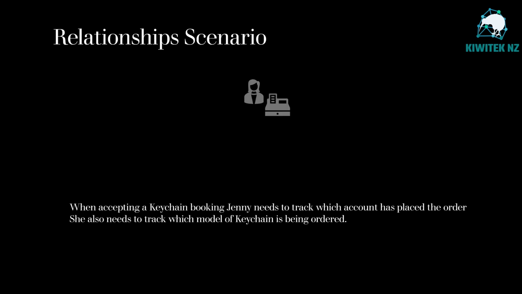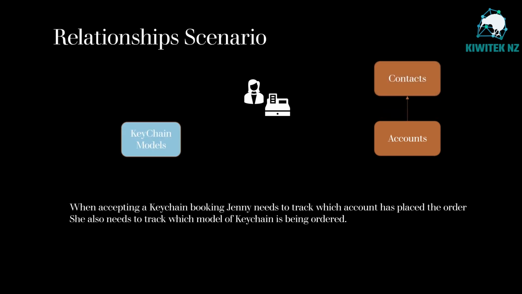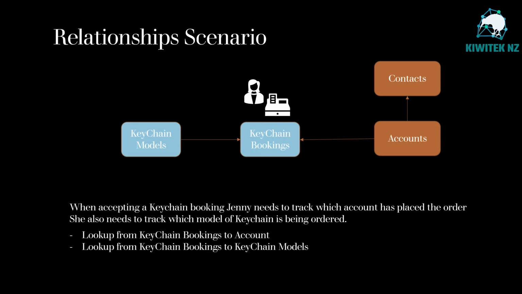When accepting a keychain booking, Jenny needs to track which account has placed the order, and she also needs to track which model of keychain is being ordered. This requires a lookup from the keychain bookings to account and another lookup from keychain bookings to keychain models.